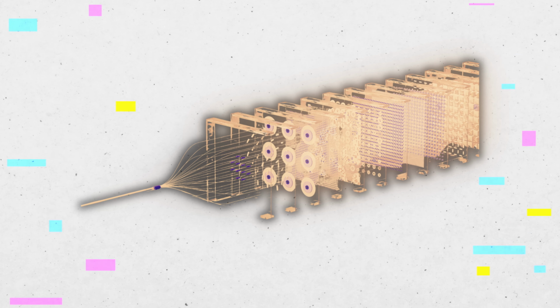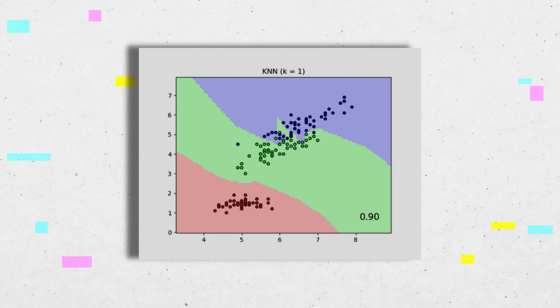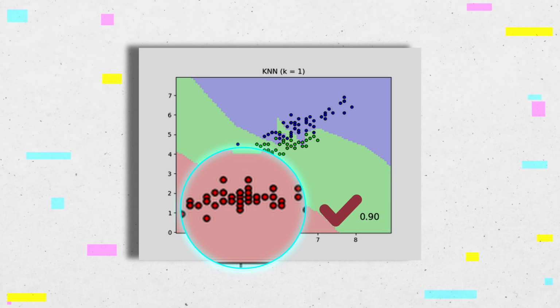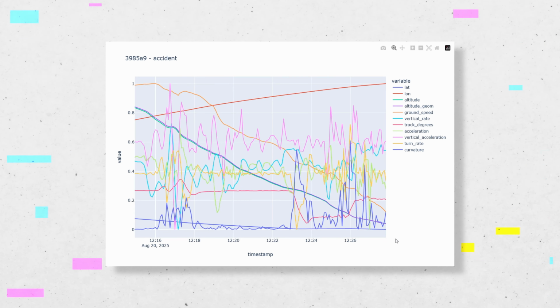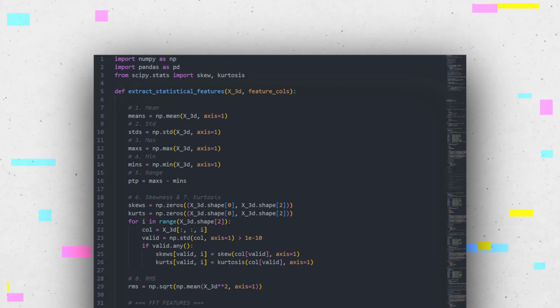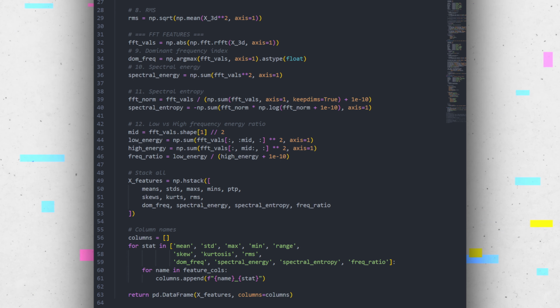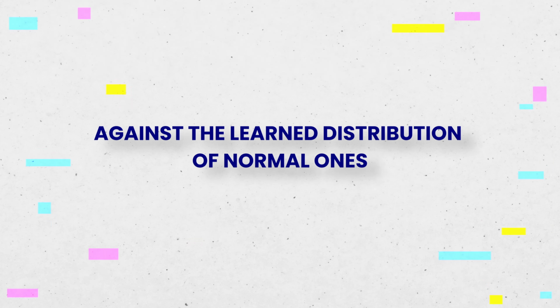Instead, we went with an approach that Basora et al. also covered, K-nearest neighbor. The idea is straightforward. Every flight gets compared to its closest neighbors in the feature space. If a flight looks very different from all the others around it, it stands out as an anomaly. We aggregated the flight data over a 20-minute window, then extracted physical features like acceleration or curvature, plus statistical features like the mean, skewness, frequency features, and more. We then use K-nearest neighbor to classify accident flights against the learned distribution of normal ones.